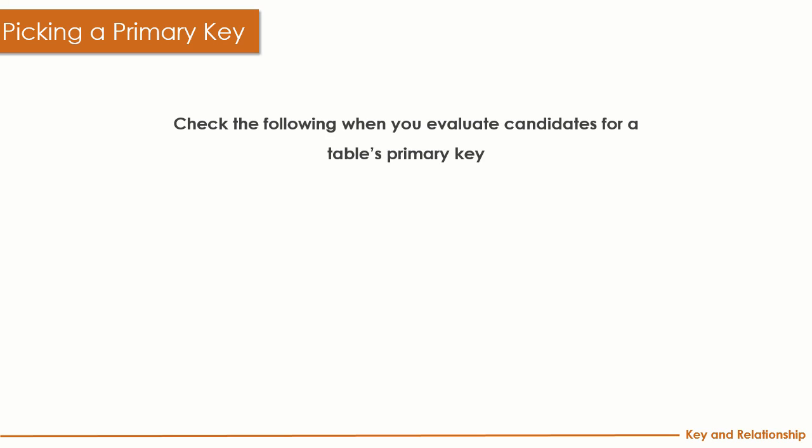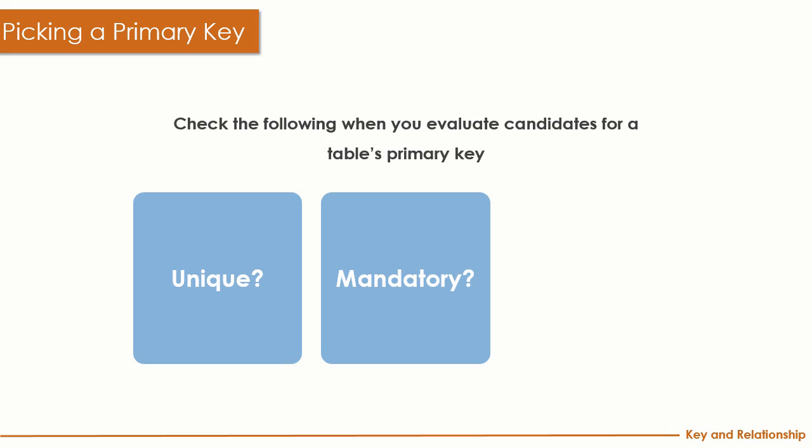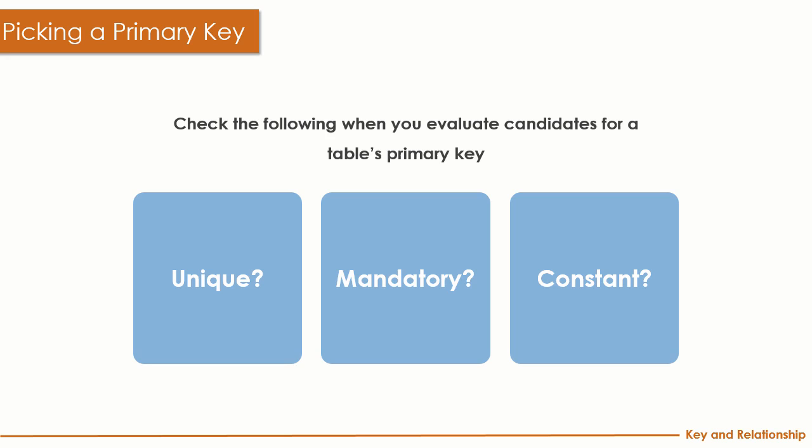When you're picking a column to be a primary key, you need to check the following things before you pick it as a primary key. Is it unique? It is unique to identify the row of data. Is it mandatory? So the primary key cannot be null or empty. Is it constant? You will not change the value of the primary key.